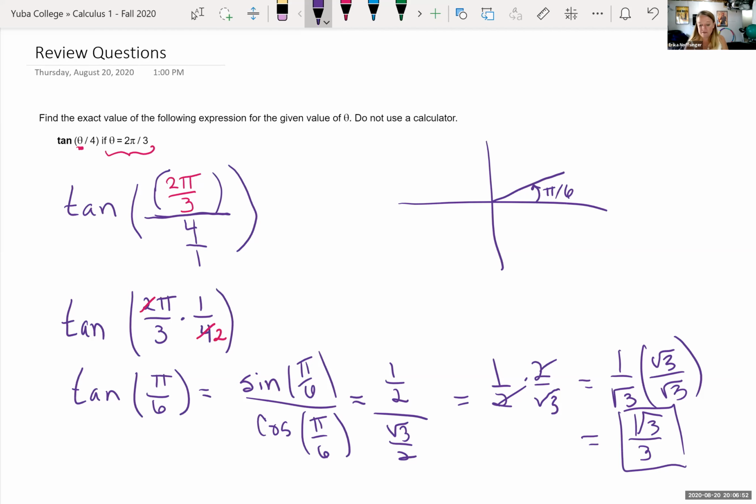Okay, so if you had fallen in a different quadrant, remember that's where you're going to use your reference angles, and it will give you either this value or the negative of the value that you would have gotten in the first quadrant, depending on which trig function you're using and if it's positive or negative in that quadrant.